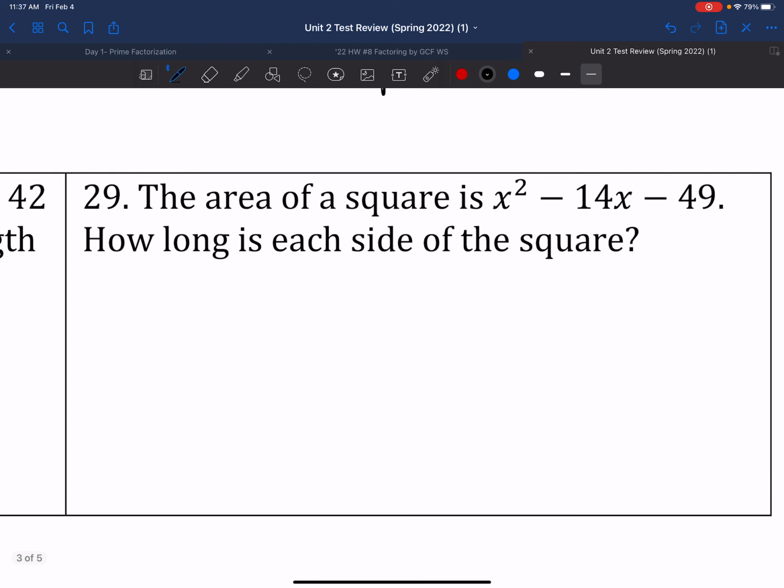What do I have here? The area of the square is x squared minus 14x minus 49. How long is each side of the square? So we need to know what the definition of the square is, or I can just draw a picture. So I'm going to draw a square here.